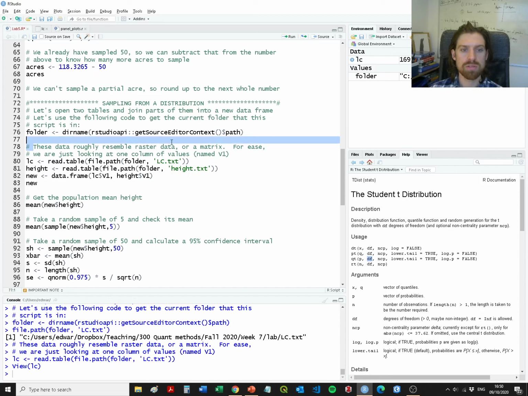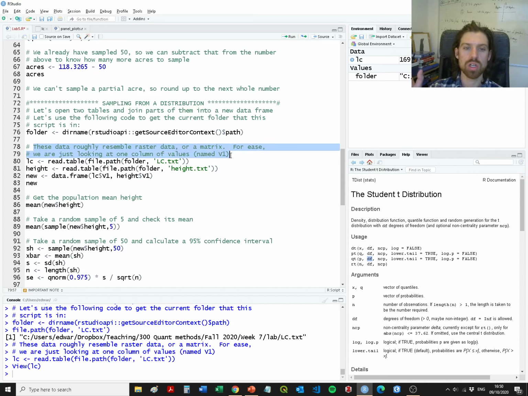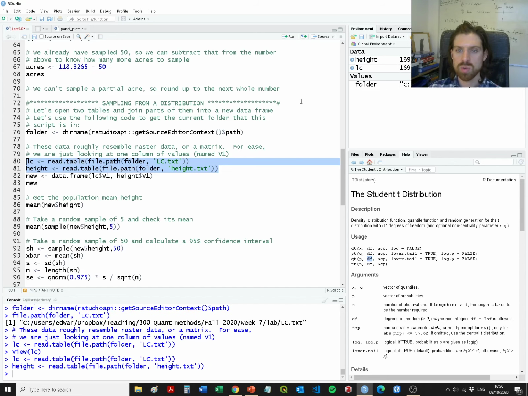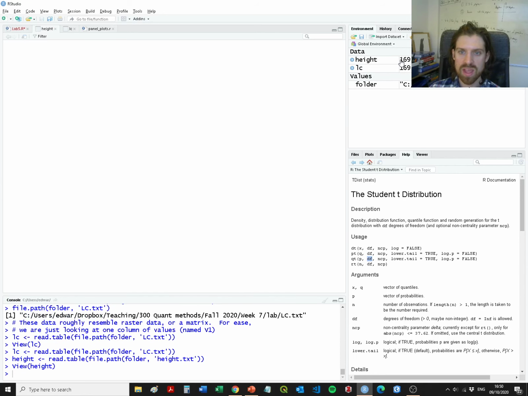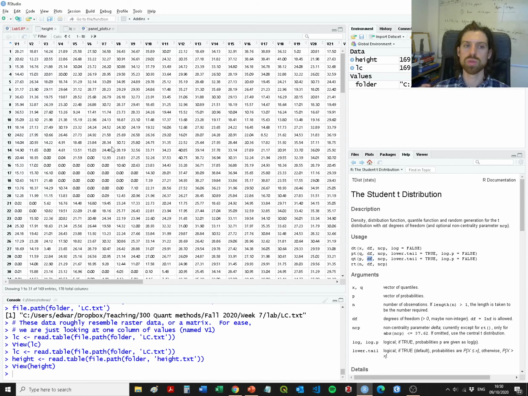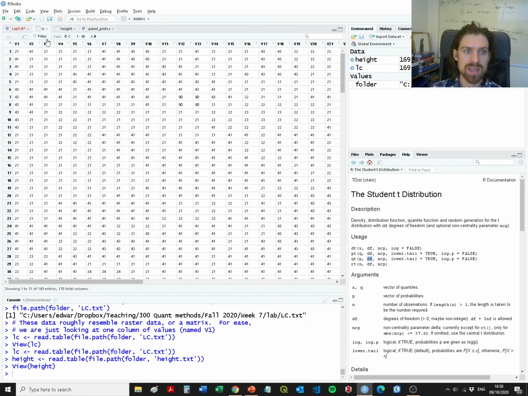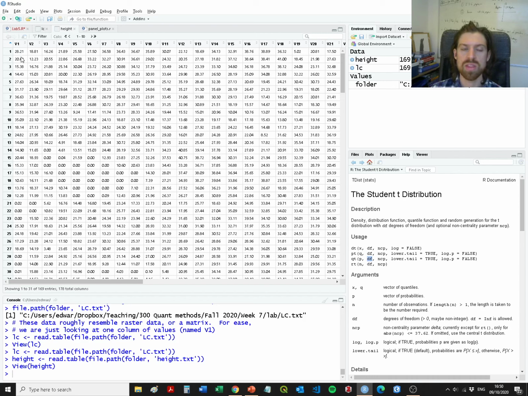These data roughly resemble raster data or a matrix, but for ease we're just going to use one column here because I don't want to overcomplicate things. So let's take variable 1, which we do after we've loaded in also the height data. We've got the land cover data which we've been over, and then for each individual, let's just assume 1 kilometre square, we also have the height associated. If I flick between these two, we've got the land cover values here, and then the height of that individual 1 kilometre square.